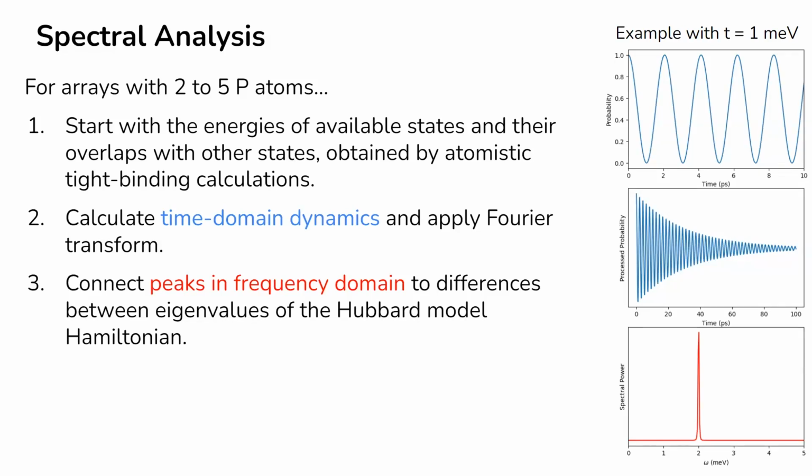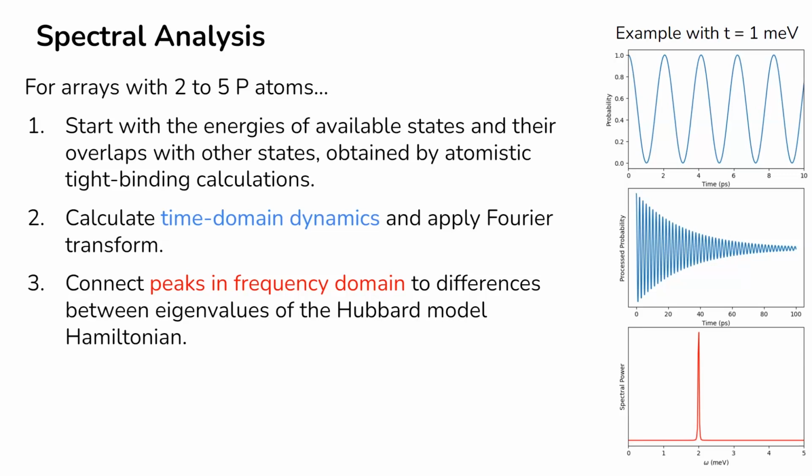So I start with some calculations that my mentor did of the energies of these available states and their wave function overlaps that were done with atomistic tight-binding codes. And with these calculations, I'm able to simulate the time domain dynamics of an electron. So if we take an electron and we start at one site in the system, we can look at the probability over time that it returns to that site. And we see some sort of oscillation here in this example case I'm showing.